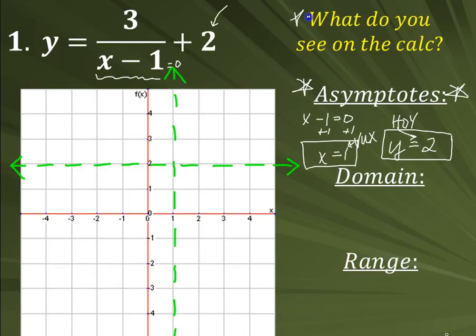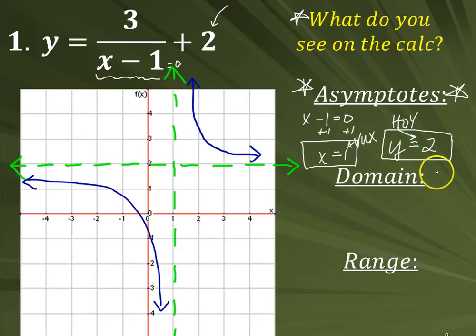Now going back to what we set up here, what do you see in the calculator? All you really see are the branches. The calculator is only going to tell you which set of branches you're drawing: either the top left and bottom right, or the top right and bottom left. That's all your calculator is telling you, where they belong. You have your asymptotes on your graph, so now all you're doing is filling it in. So there's my branches. They belong in the top right and bottom left.